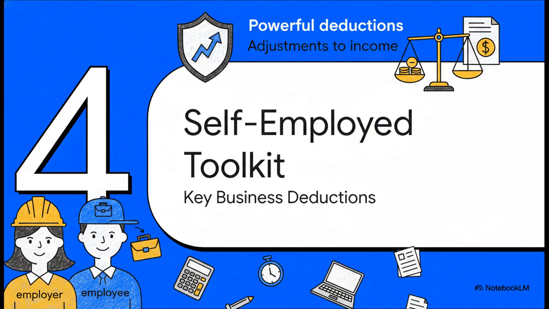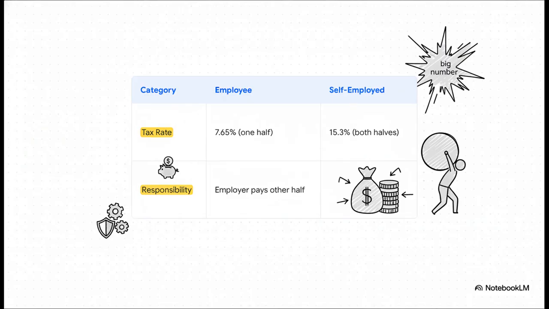All right, let's switch gears and talk about a group with some of the most powerful above-the-line deductions out there: the self-employed. If you work for yourself, you're basically wearing two hats. You're the employee and the employer, and the tax code definitely reflects that. And this little chart illustrates perfectly why those deductions are so important. As a normal W-2 employee, right, you pay 7.65% for Social Security and Medicare, and your company matches it. But when you're self-employed, you're on the hook for both halves. That's the full 15.3%. That is a big, big number.